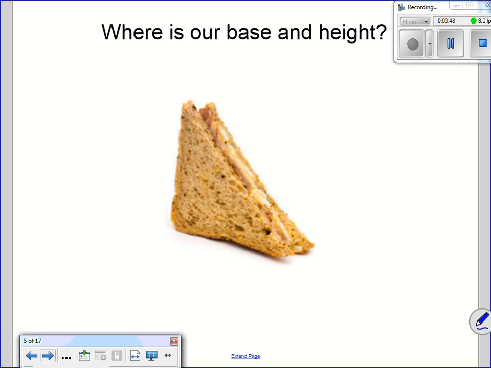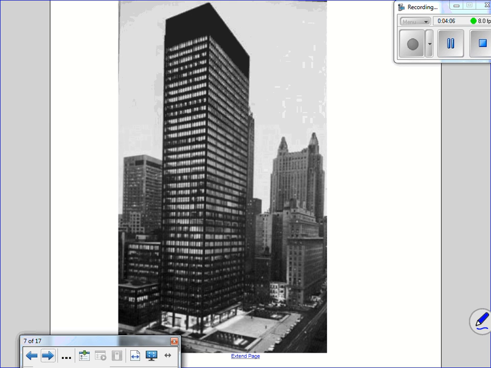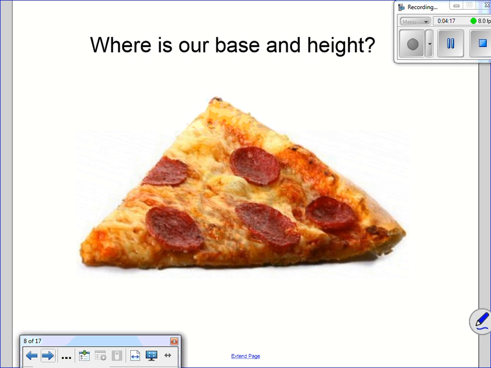Let's keep moving on. We got a nice grilled cheese sandwich. Yum, yum, yum. Okay, let's take a look. Here is my base. Here's my height. Okay, another way to find height. Here's my height. Here's my base. We've got a building. Buildings get a little trickier, but the bottom of the building is my base. There's my height. There's my base. Ooh, pizza. I love pizza. We'll count this as my base. If I want to find out how tall it is, that would be my height. This would be my base.